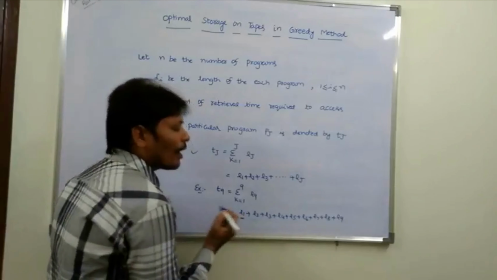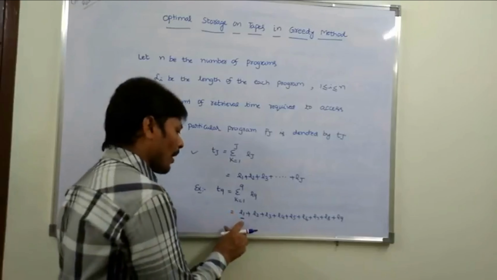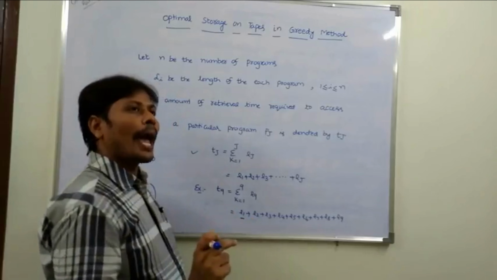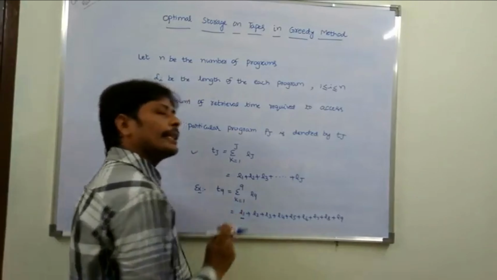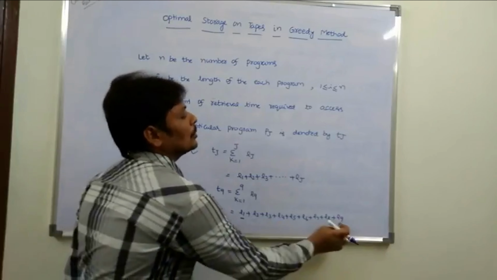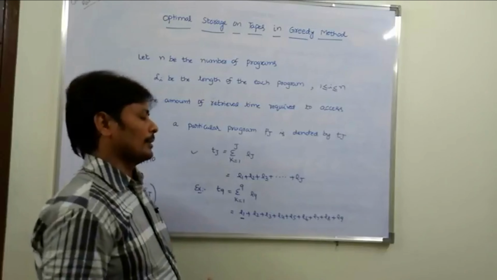So what is the meaning of L1? The time required to access the first song is L1. What is L2? The time required to access the second song. Next, L3, the time required to access the third song, up to L9, the time required to access the ninth song.